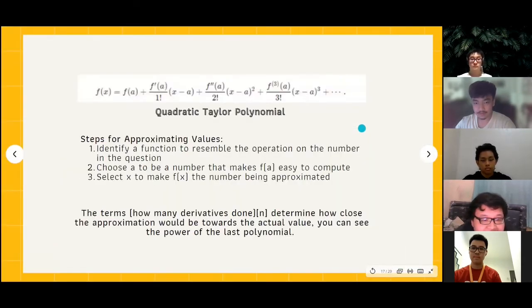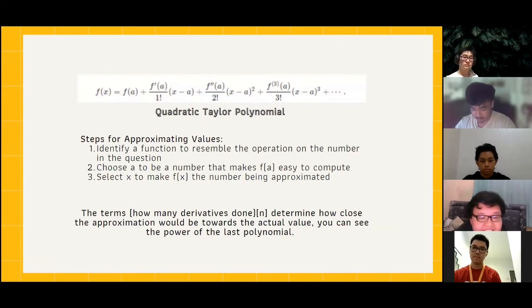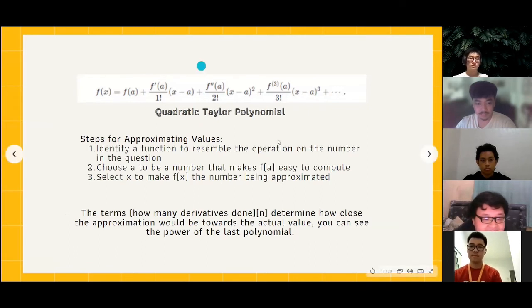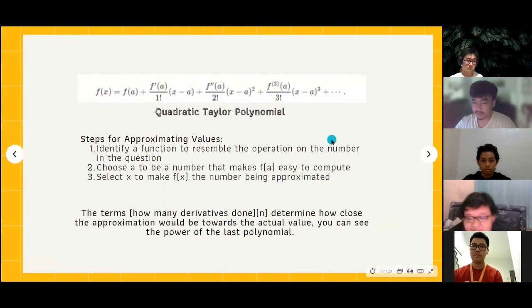And okay, so we use the quadratic Taylor polynomial. It's a form of the Taylor series formula. It's rewritten, and the steps are: we identify the function that resembles the number in the question. We choose a number that makes f(a) easy to compute, and select x as the number that we want to approximate. The terms of n determine how close you want the approximation to be. The higher the number of n, the better the approximation would be.